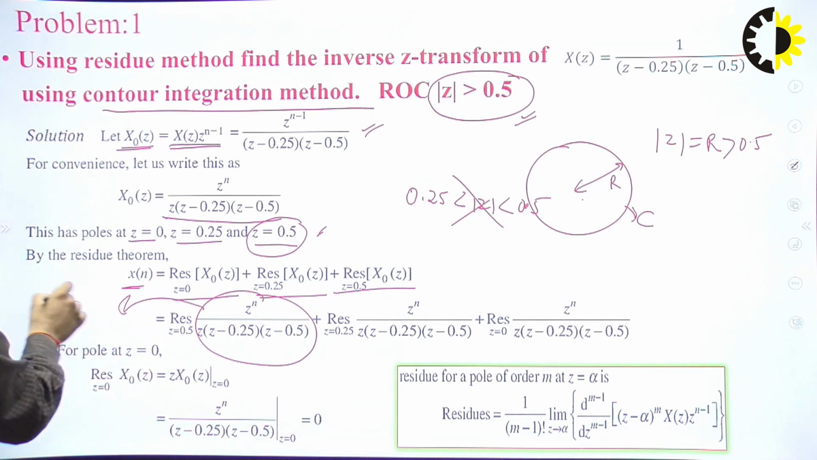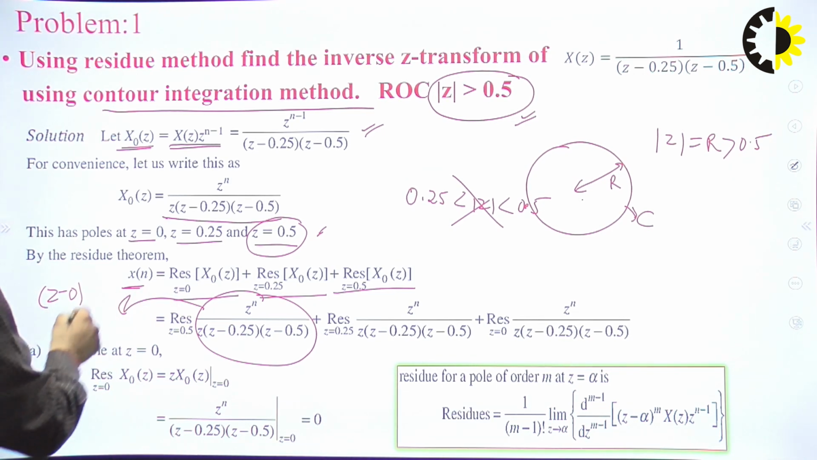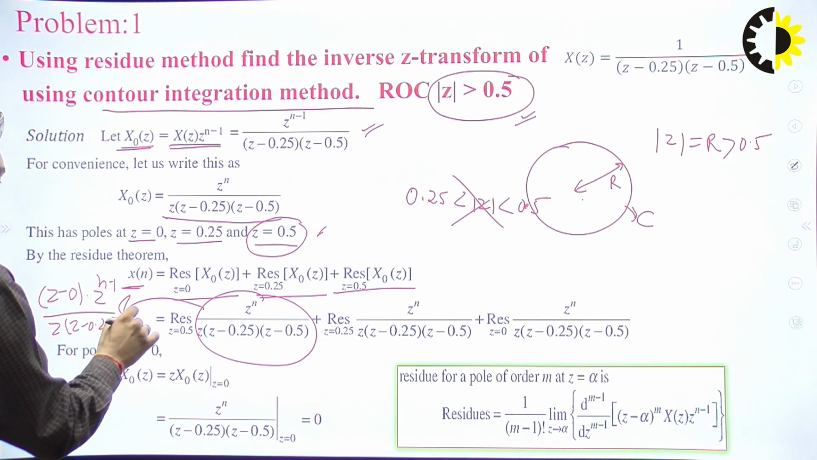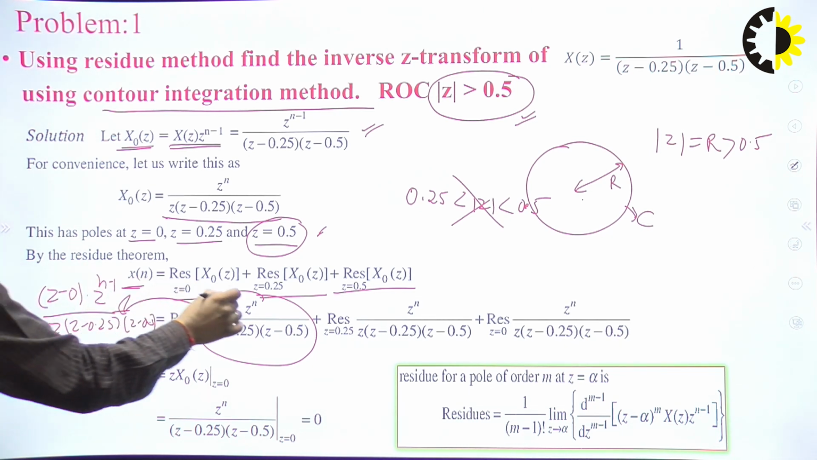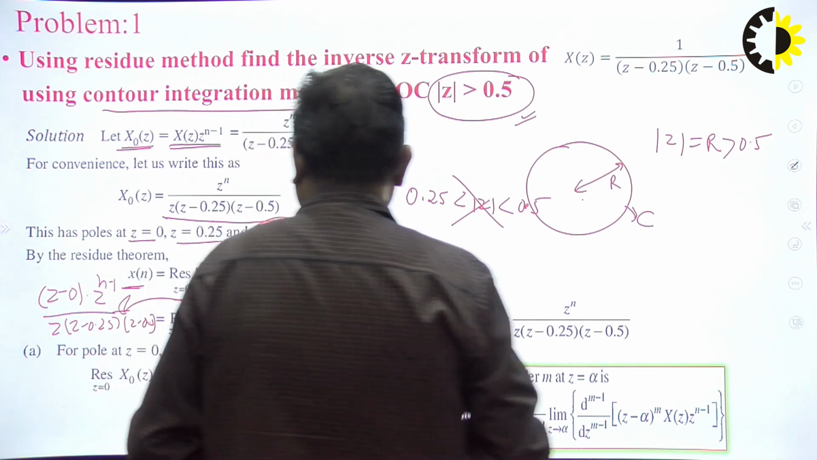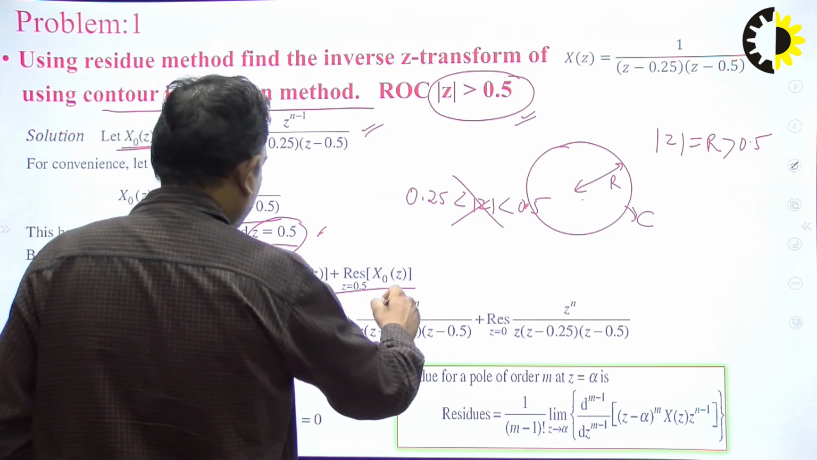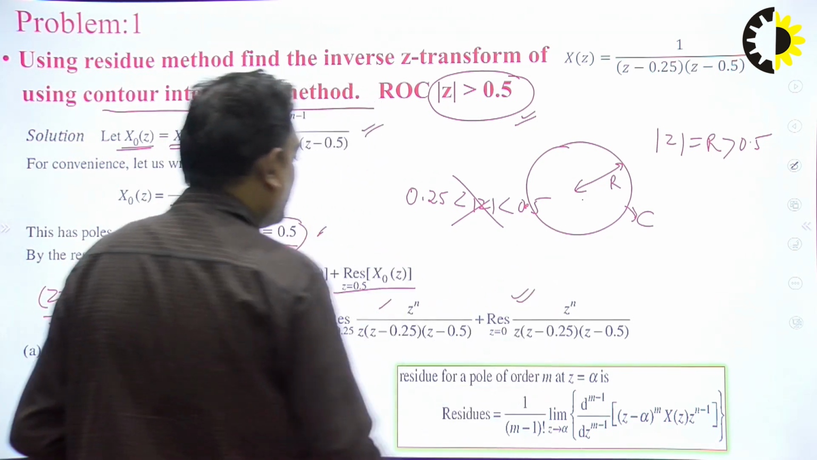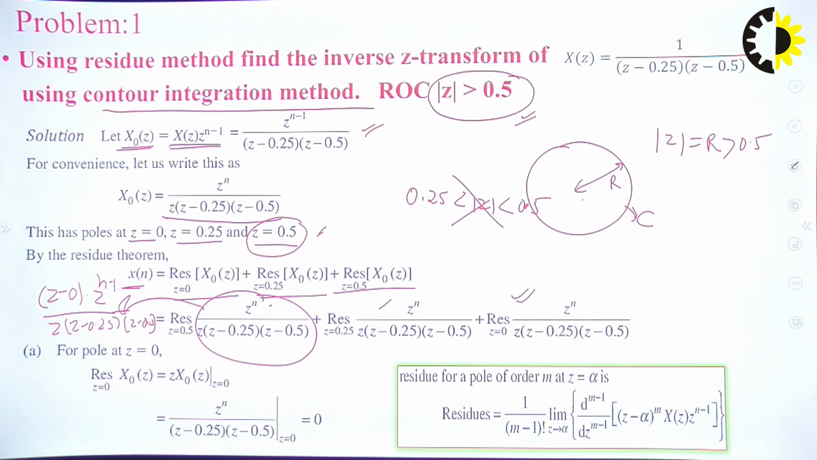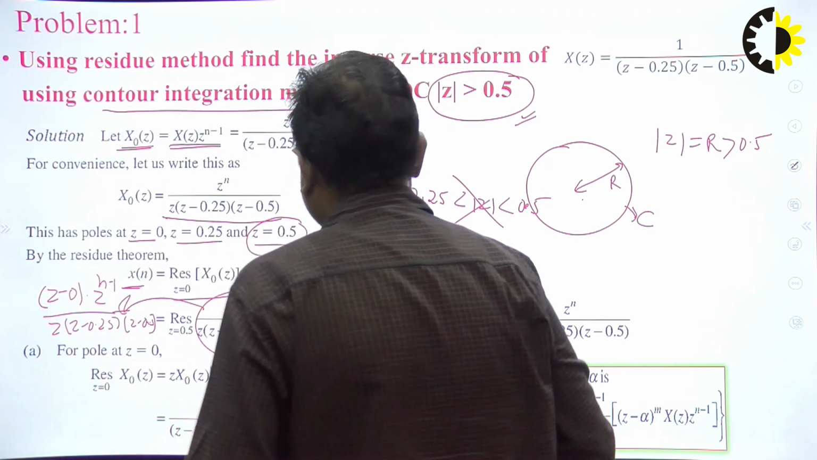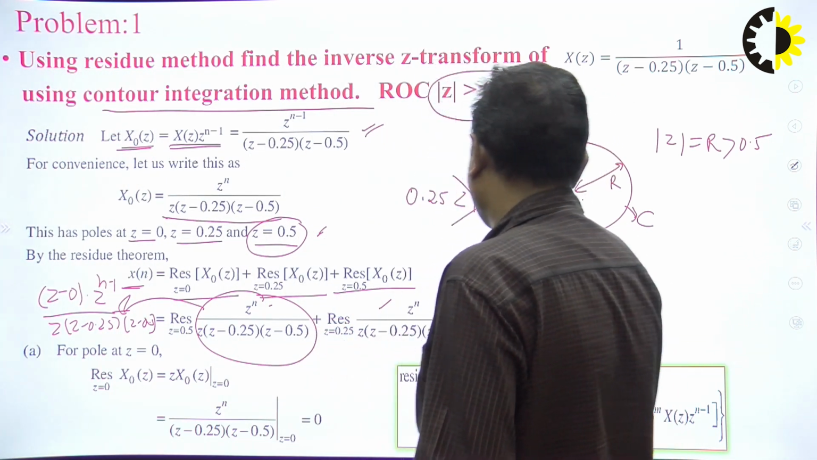This term is basically z minus 0, because the pole is at z equals 0, multiplied by z to the power n minus 1 upon z minus 0.25 into z minus 0.5. So that's why it is written like z to the power n here. This is at z equals 0.5, this is at z equals 0.25 and this is at z equals 0. You can see in each and every case a z minus alpha term will be there. So you can see the terms you are getting here are like this.